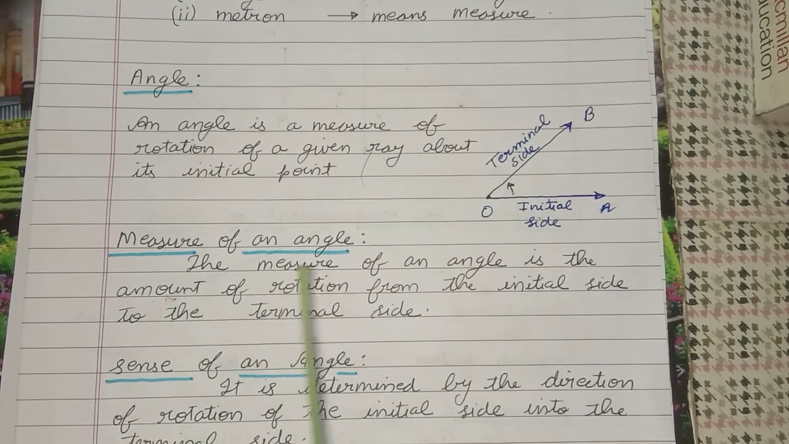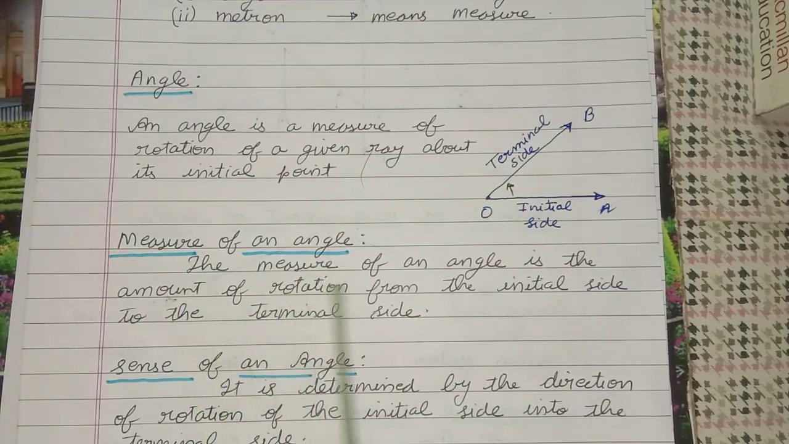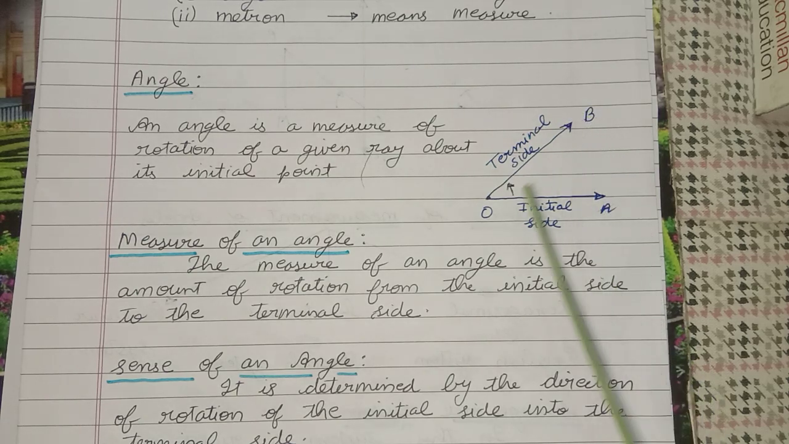Next is measure of an angle. The measure of an angle is the amount of rotation. Now friends, see, this ray OA is the initial side. It has rotated about this point to OB. Now what is the measure of an angle? It is the amount by which it has rotated. So if you see this arrow, it has rotated anti-clockwise by this much quantity, and this is nothing but an angle.